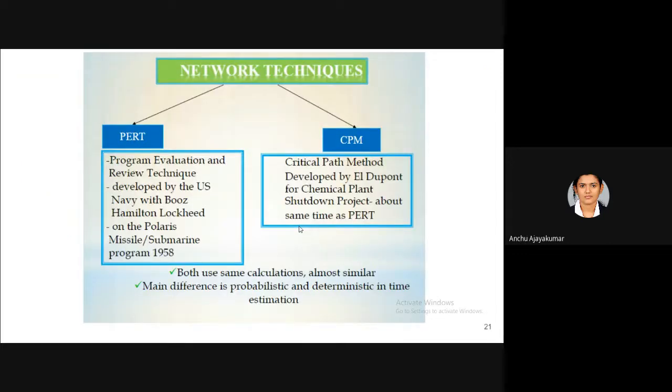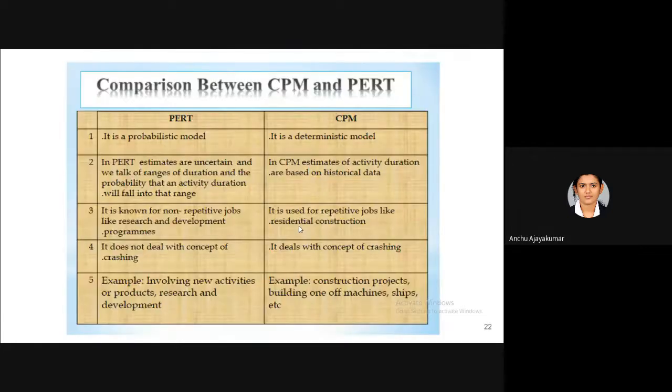When we are speaking about networks, definitely as final year students, you have noted these terms: CPM and PERT. What are CPM and PERT? CPM is the critical path method and PERT is the program evaluation and review technique. The last point is important. Both use almost similar calculations. The main difference is that PERT is a probability based time estimate method, whereas CPM is a more deterministic method.